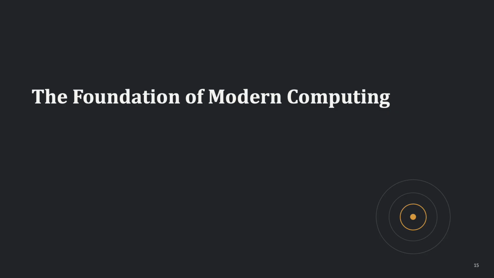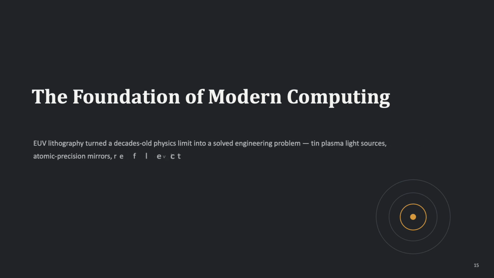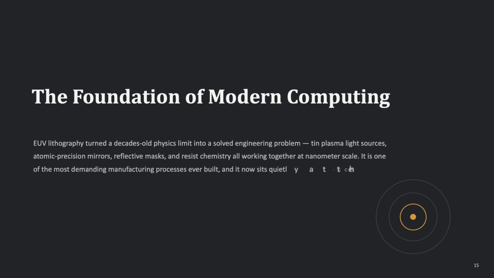So to summarize, EUV lithography turned a decade-old physics limit into a solved engineering problem. Tin plasma light sources, atomic precision mirrors, reflective masks, and resist chemistry all working together at nanometer scale. It is one of the most demanding manufacturing processes ever built, and it now sits quietly at the center of nearly every advanced chip in the world.